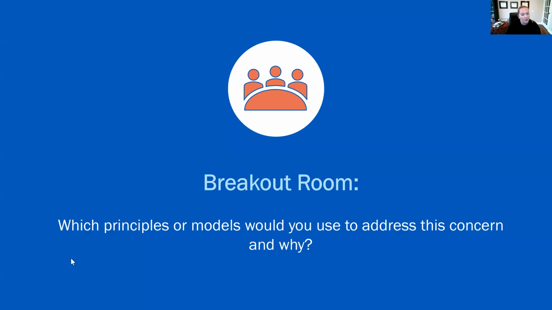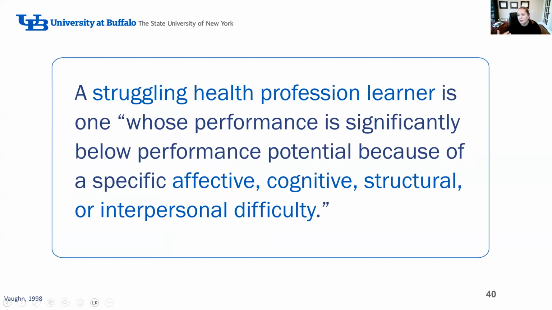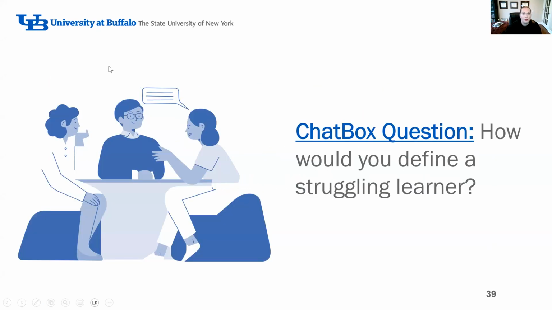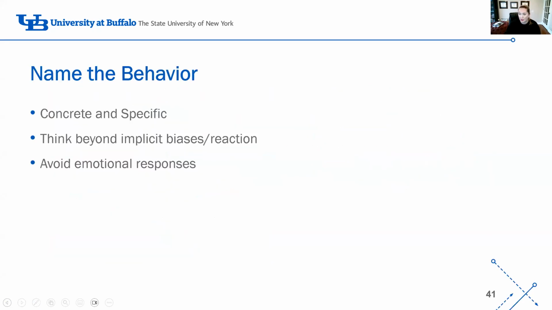Okay, in the interest of time, we'll move forward. Instead of having you discuss this, we're going to talk a little bit about the struggling learner. And so you can go to the next slide, Christian. Generally, how the struggling learner is defined is that it's one whose performance is significantly below potential because of a specific affective, cognitive, structural, or interpersonal difficulty. So it's a learner who's below standards.